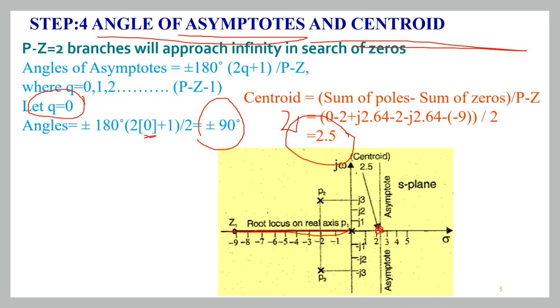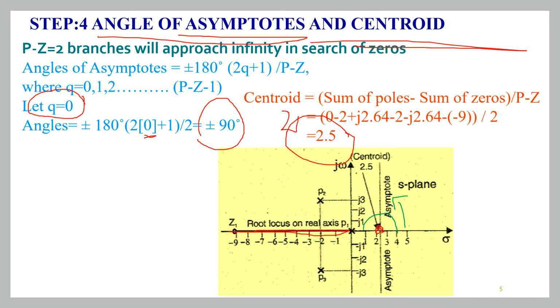So it can come on the positive side or negative side. No need to worry. What information you got, you just mark on the plot. So plus 2.5. Then the angle is plus or minus 90 degrees. So take your protractor and keep your protractor center point on the centroid. Then you measure plus 90 degrees.